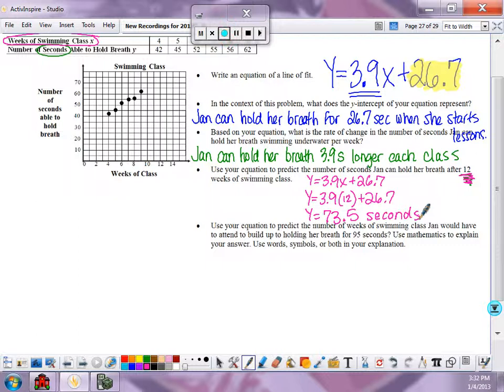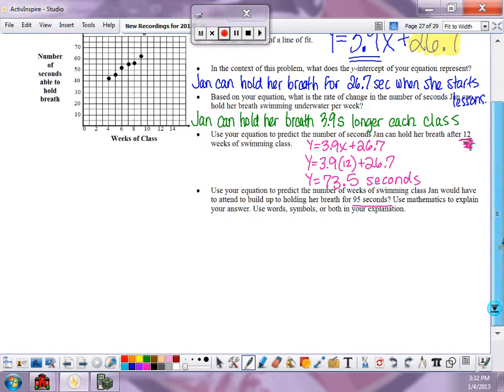Use your equation to predict the number of weeks of swim class Jan will need to attend to build up holding her breath to 95 seconds. Okay, so to be 95 seconds, that means you're going to use your same equation. So y equals 3.9x plus 26.7. But instead of giving you an x value or a number of weeks, you need to put in the seconds, which is the y. So 95 equals 3.9x plus 26.7.